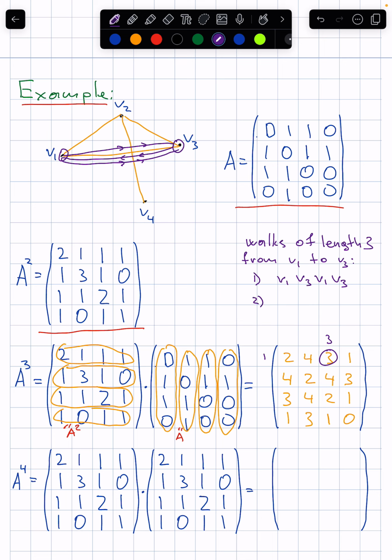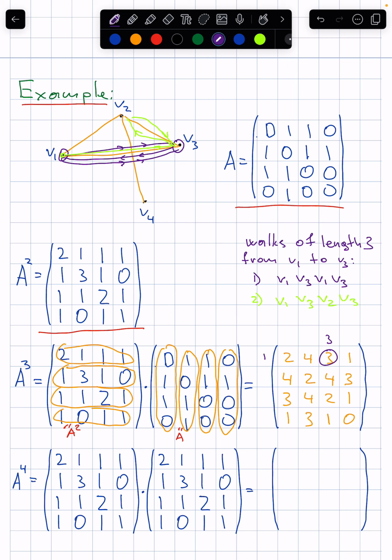Okay, so what can we also do? Maybe let me use a different color. Say this one. We can also start from V1, we can go to V3, but then we will go to V2 instead, and then go back to V3. So that is V1, V3, V2, V3. So that's another walk.